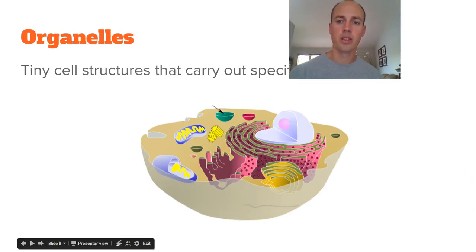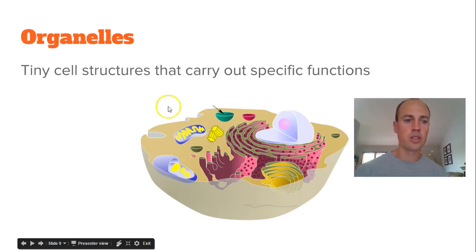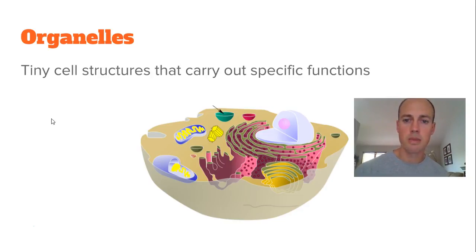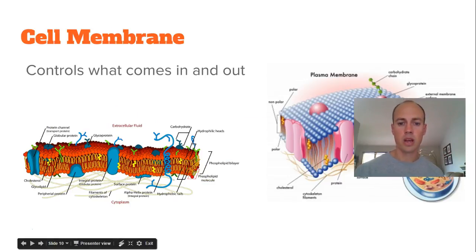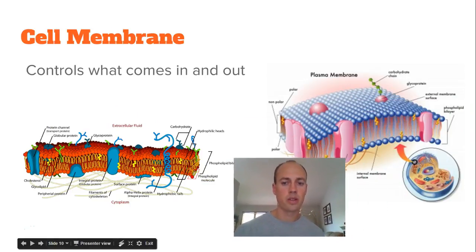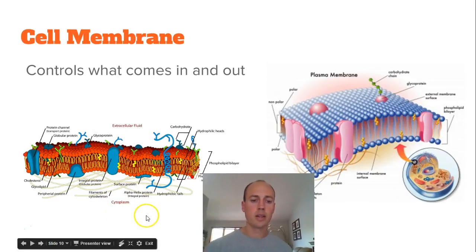Alright, we're going to take a look at some organelles. Organelles in general are tiny cell structures that carry out specific functions. It's kind of like the members of the cell's team. Everyone on the team has a specific function and thing that they're really good at. So let's take a look at some of these organelles that are present in, if not all cells, a lot of cells. So cell membrane is one.